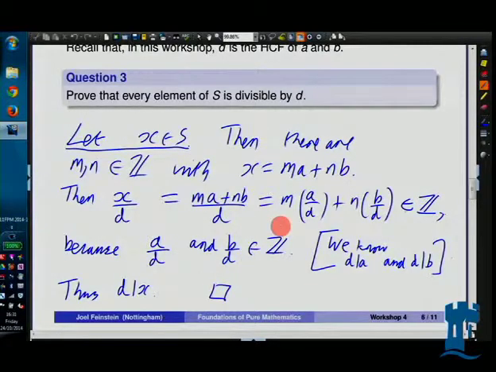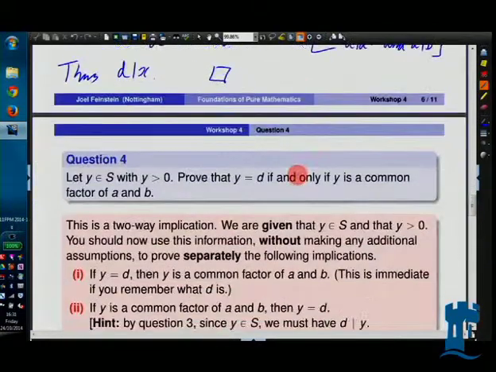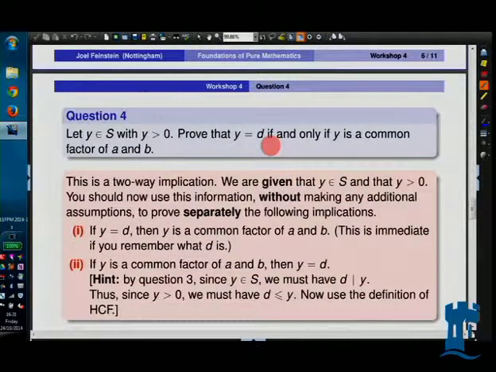Any questions about that proof? We did it in lectures as well. Right, so that means you can move on to question 4. Now, question 4 is getting more interesting.